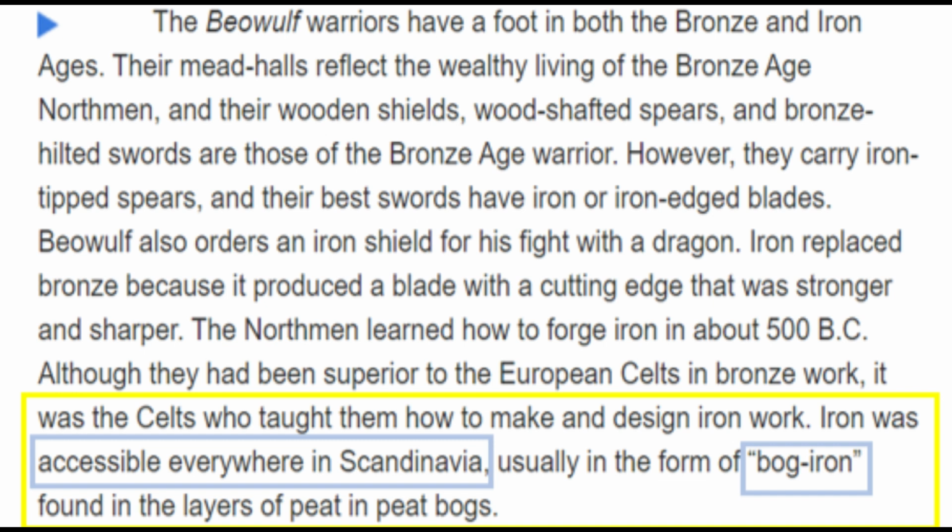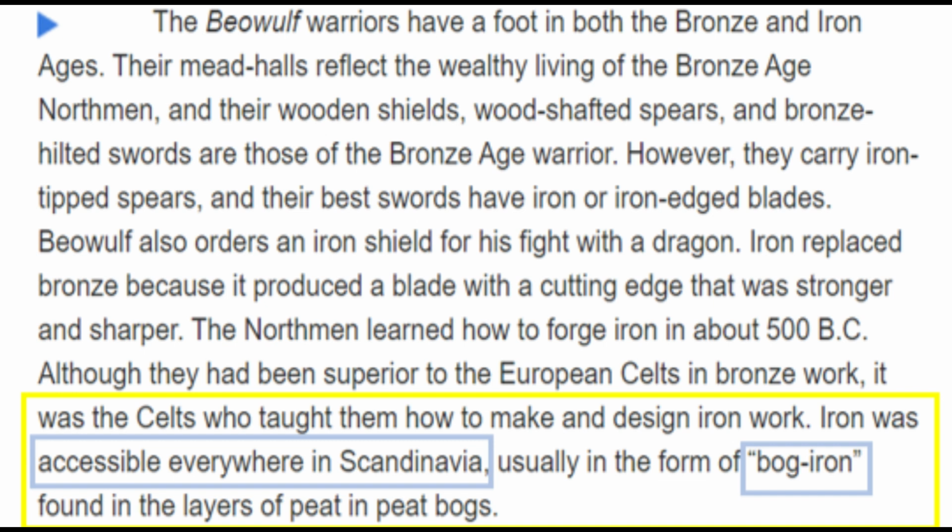B, to prove that iron was better than bronze for weapons. Does it say anything like that in this area? That it was better? No, it's talking about accessibility. So that wouldn't be correct. C, to argue that the Celts provided the materials to make iron. Okay, so we had discussion of the Celts here who taught them how to make and design iron work. But does that have anything to do with accessibility and it being everywhere? No, right? It's not the right one.